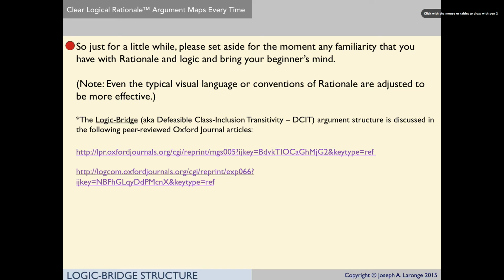So here's what I ask. Just for a little while, please set aside for the moment any familiarity that you have with the Rationale software and actually logic in general, and just bring your beginner's mind. So just a note here, even the typical visual language or conventions of Rationale are adjusted to be more effective.